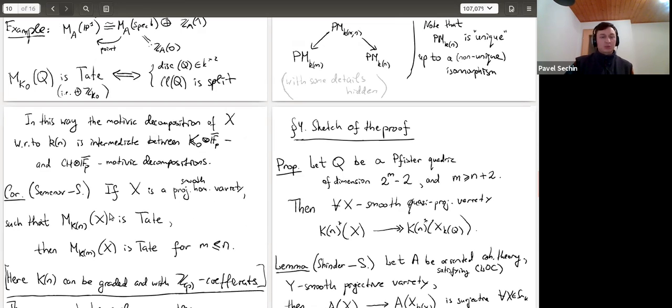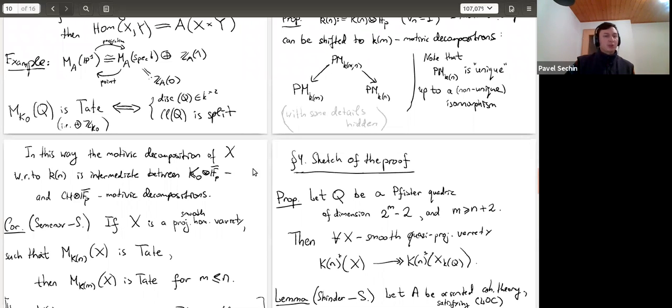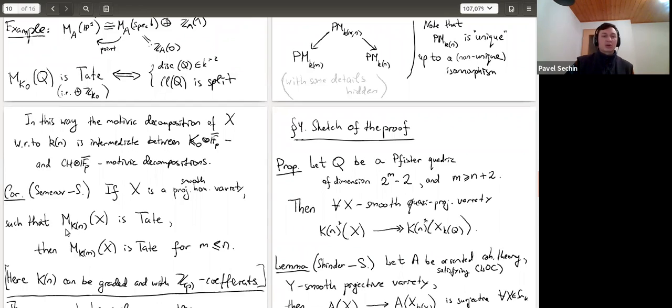And a corollary, which is proven in our paper with Nikita, but not using this picture and with a slightly different method, is that if you have a smooth projective homogeneous variety such that the nth Morava motive of it is already Tate, so it's a sum of Z of i for some i, then for all smaller Morava K-theories the same is true, and here you can take Morava K-theory to be graded and to have local coefficients instead of FP bar. That is nice.